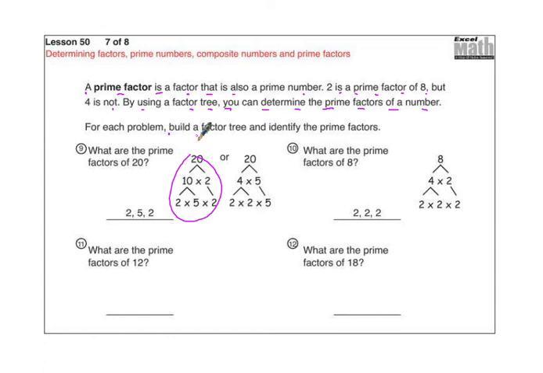For each problem, build a factor tree and identify the prime factors. Now, you're going to start getting confused as you see these problems because they're going to say, what are the factors of this number? And then they're also going to ask you, what are the prime factors of this number? And I have a little way for you to remember the difference. When you see factors, I want you to just do the regular factoring, 1 and 12, 2 and 6, where you smash the numbers into each other.